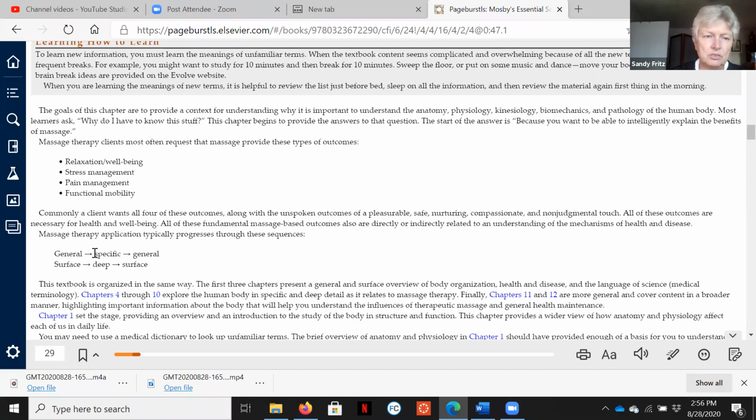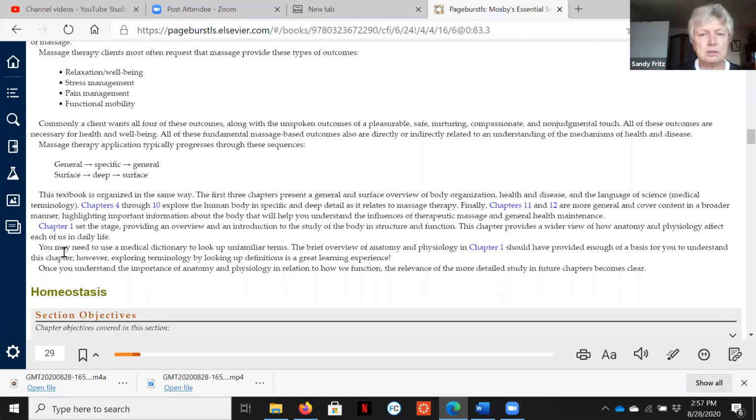Like, we start out general, then we might narrow down on a particular area, and then we generalize again. And we start at the surface, move deeper into the tissue, and then come back out again. So this is linking your fundamentals of therapeutic massage studies here as well.